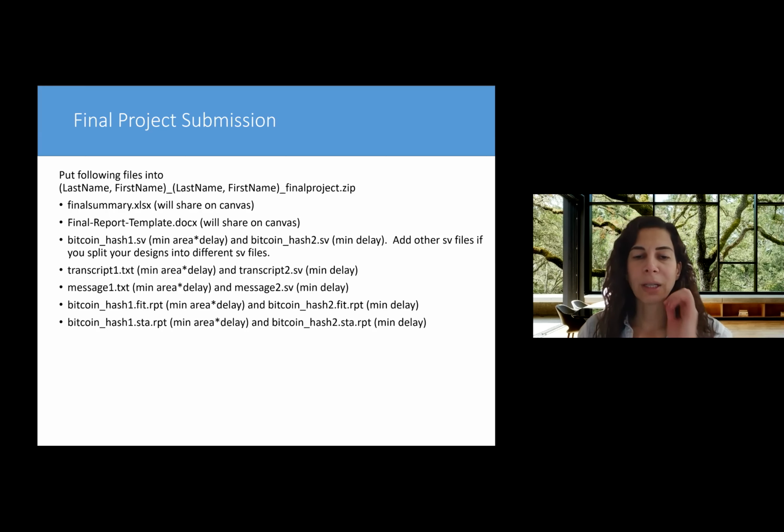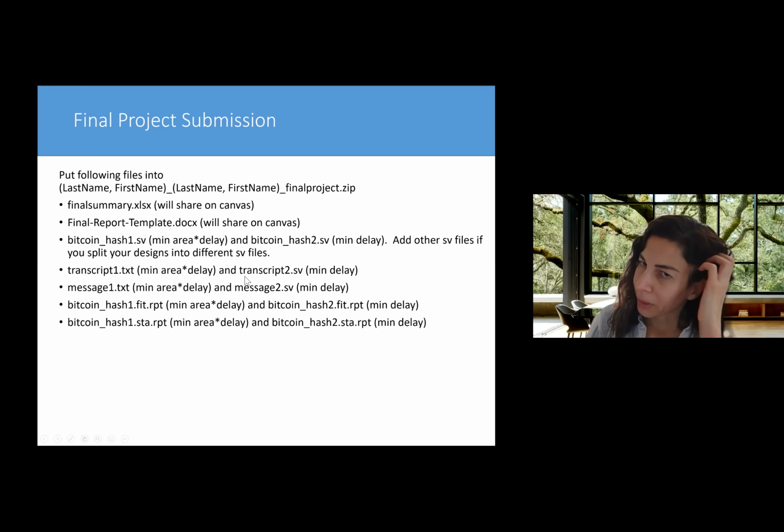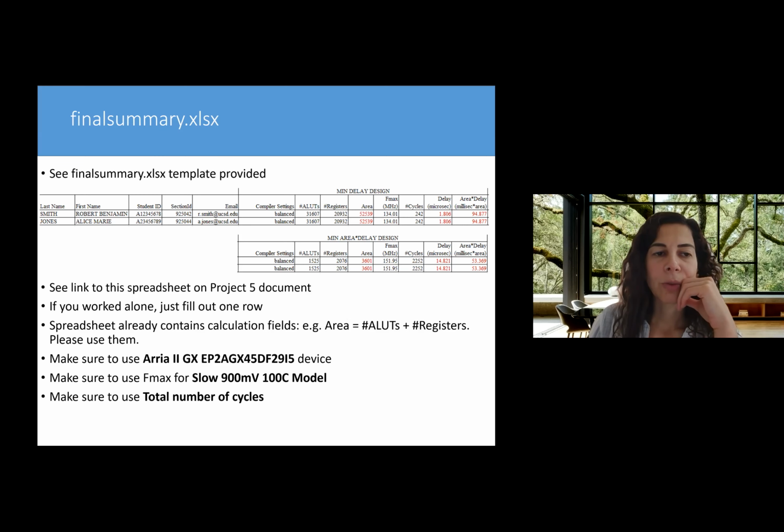This is easier to explain once you go through the description of the final project and see how these reports are done. We want one report for the minimum area delay, one report for the minimum delay, and the same is true for the other parts that you're doing. And the template for the final summary is also given.